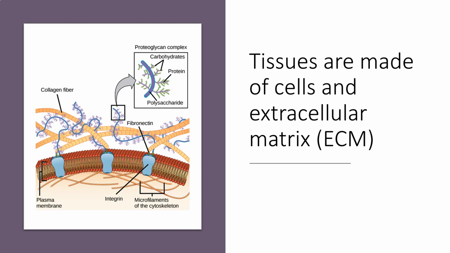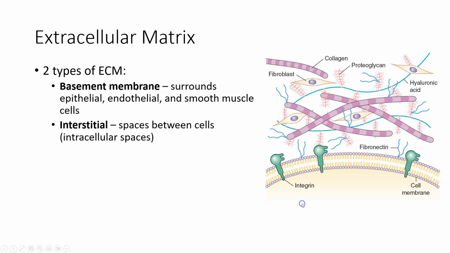Now, our tissue, we talked about the different types of cells, but around the cells is a space called the extracellular matrix. Now, what is the extracellular matrix? So this is the structural part of the tissue. So something has got to hold the cells together, and it's this extracellular matrix. We have two types. We have the basement membrane. So this will surround our epithelial cells, our endothelial cells, and our smooth muscle cells to give them something to hold on to.